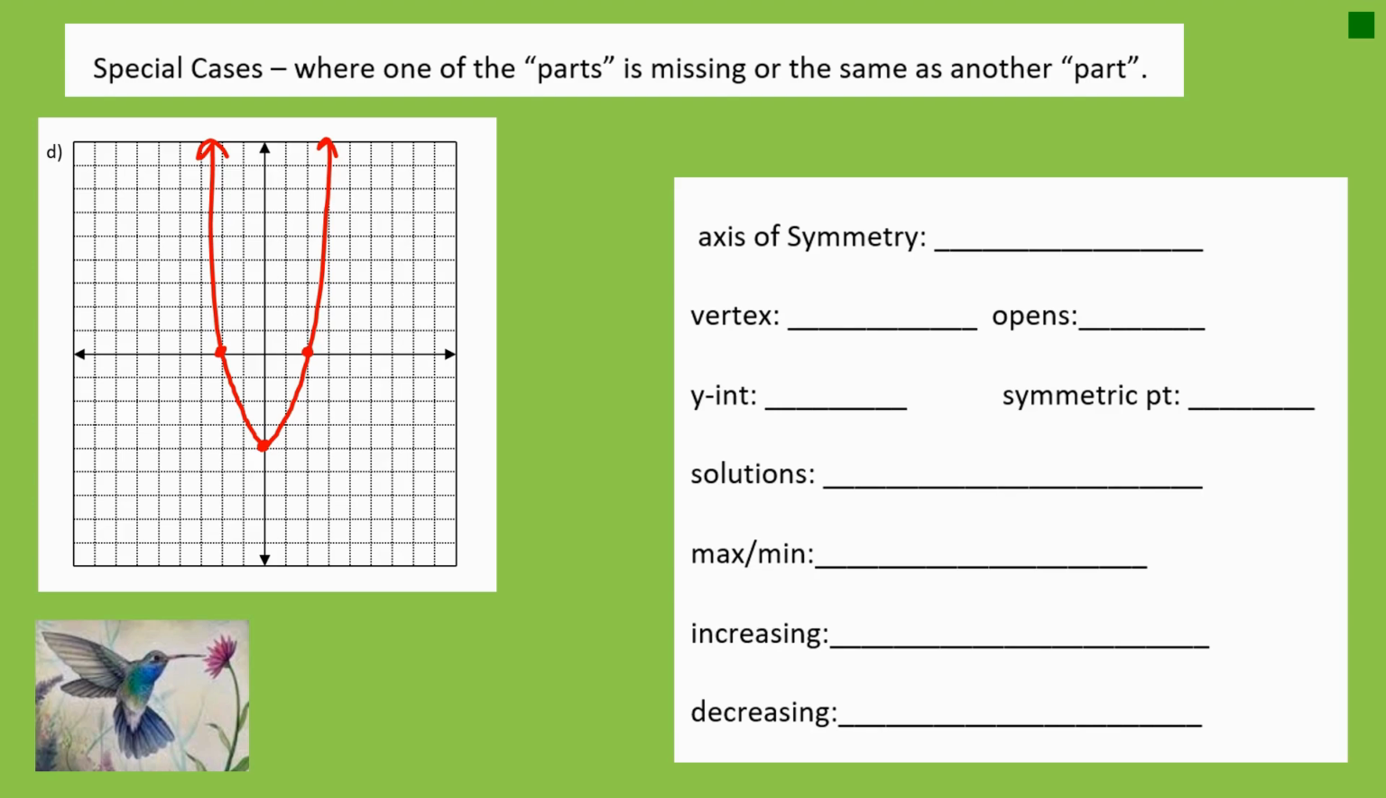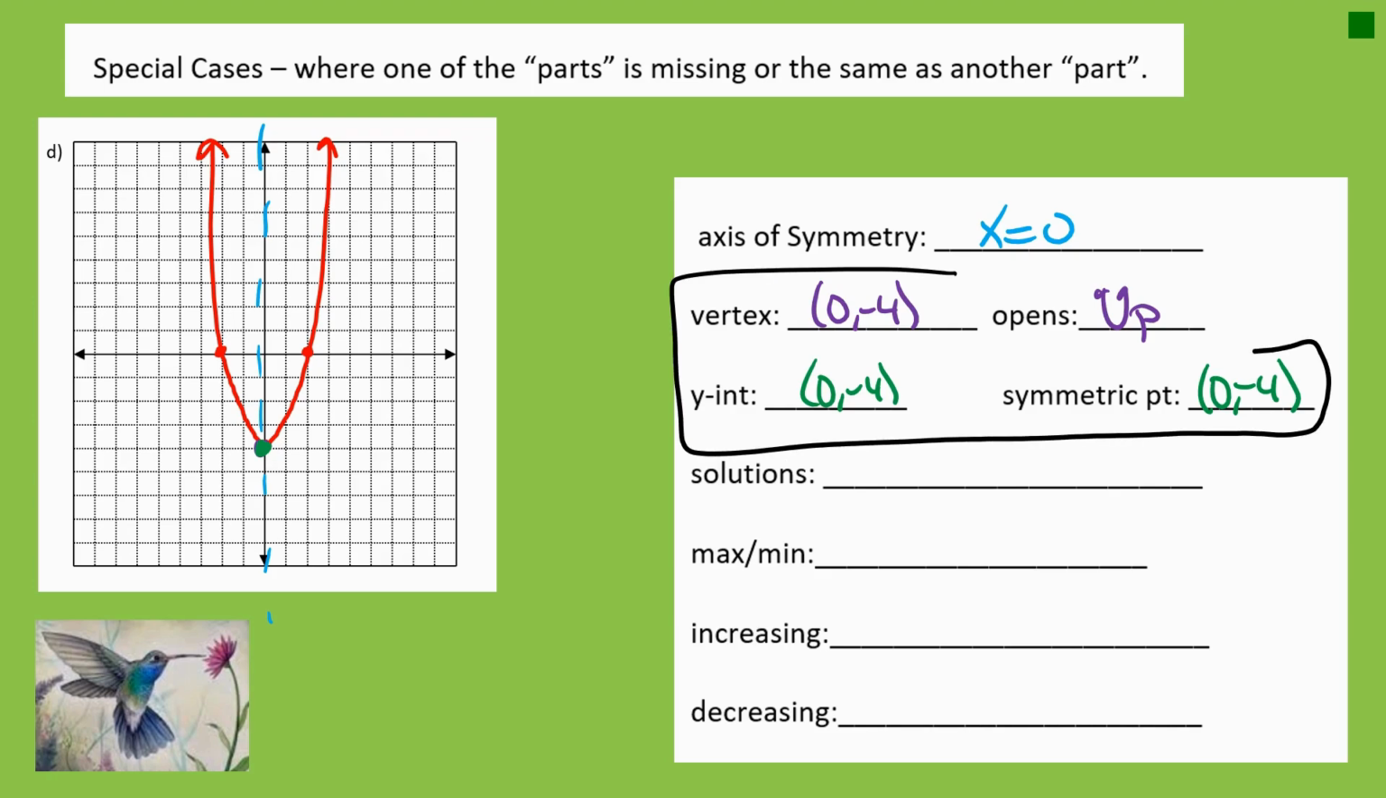So let's find our axis of symmetry. X equals 0. Our vertex right down here, 1, 2, 3, 4, 0, -4. This opens up. The y-intercept, I'm trying to keep using the same colors and I keep losing my key. The y-intercept right here is 0, -4. Is there a symmetric point? It's 2 times the axis of symmetry, so it's also 0, -4. So if you look, all of these are the same, so that makes this a special case.